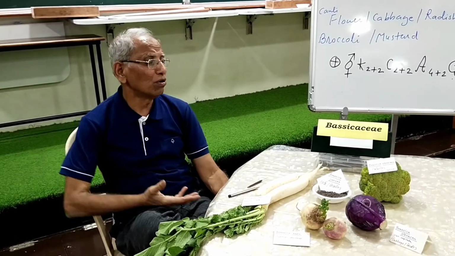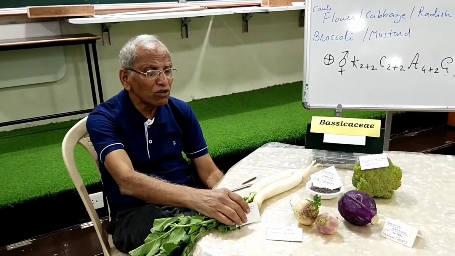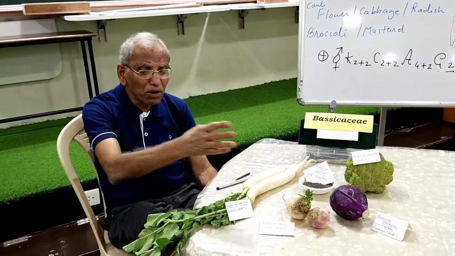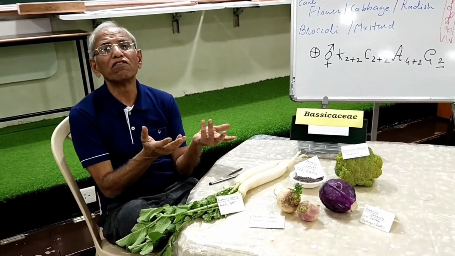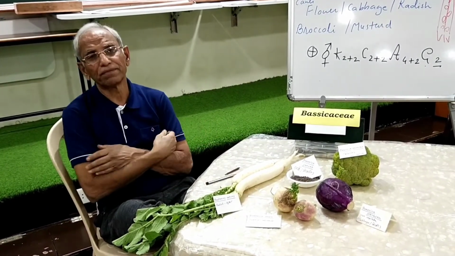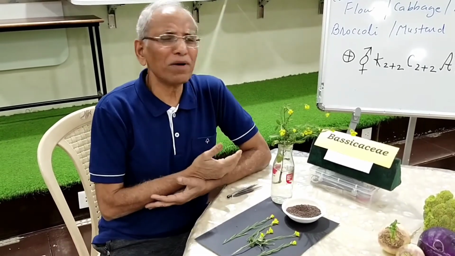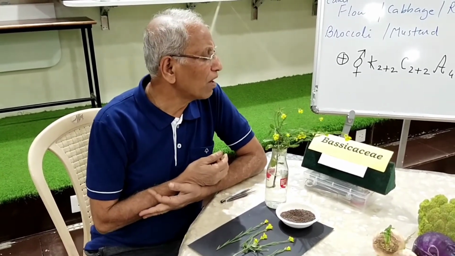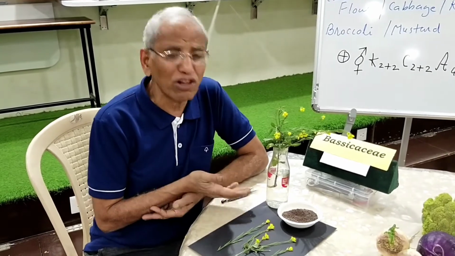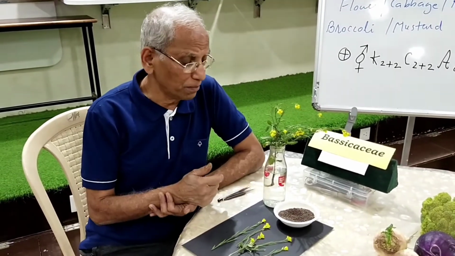So that's what we want to know, and then you should be able to identify the plant families whenever possible and wherever possible. One of the very common, very interesting examples and a regular food item, the mustard.